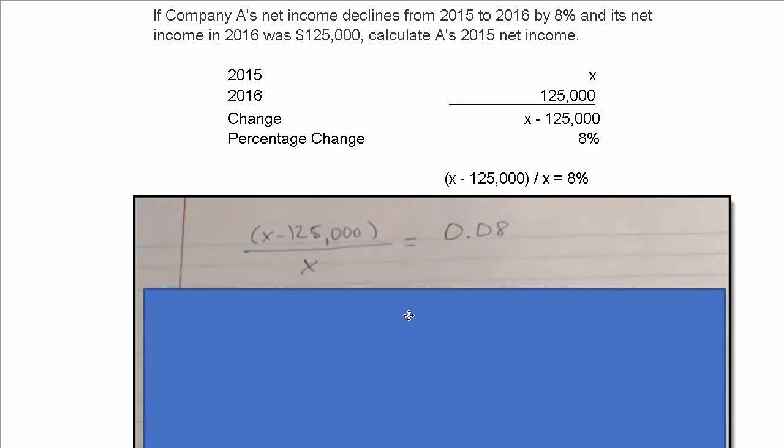And I've worked this ahead of time. I'll just illustrate how I did it. So rather than putting this in a horizontal format, I'll display it the way I think about it, which is x minus 125,000 divided by x is equal to 8%. And we know that 8% is the same thing as 0.08.